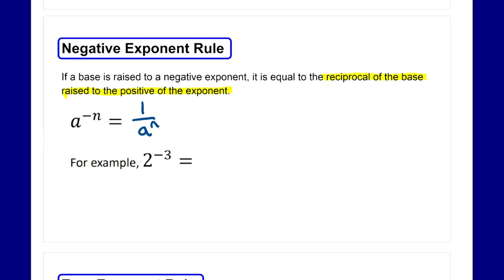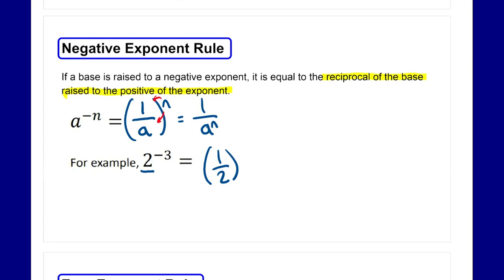Or you could say the reciprocal, so I flip it, it's now raised to a positive exponent. That positive exponent applies to both parts, but because 1 to the power of anything is 1, we can just say it's 1 over a to the power of n.